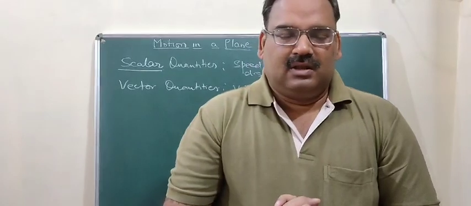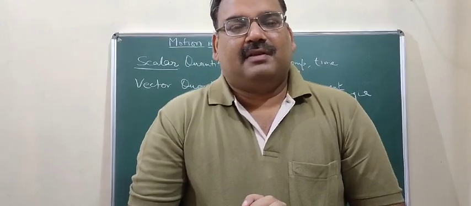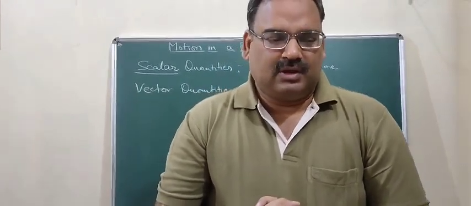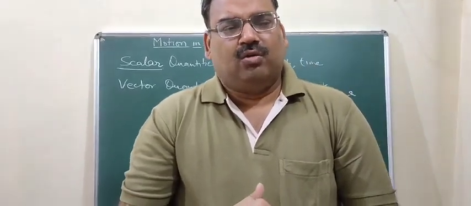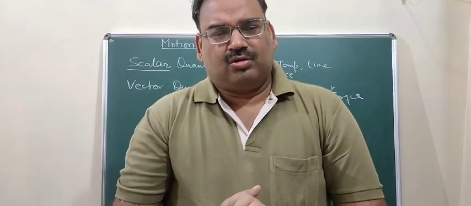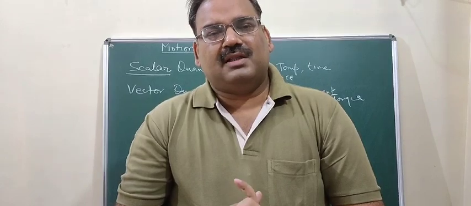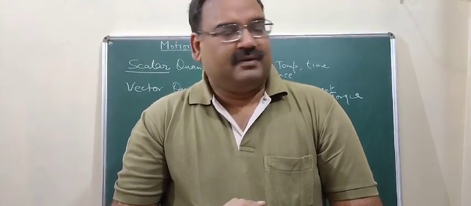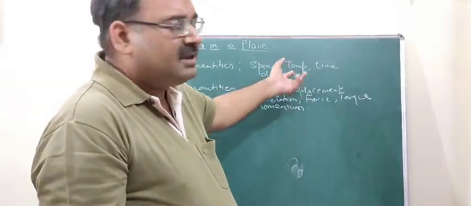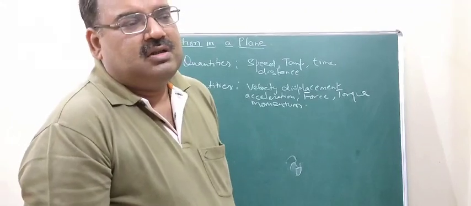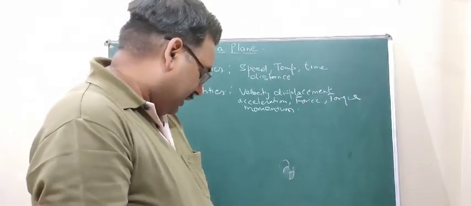The first topic in the lesson is the physical quantities, which are divided into scalar quantity and vector quantity. So what you have studied about scalar and vector quantities. What are scalar quantities? Those quantities that have got only magnitude and no direction are known as scalar quantities. For example, we have speed, temperature, time, distance. These are all scalar quantities. They have got no direction.